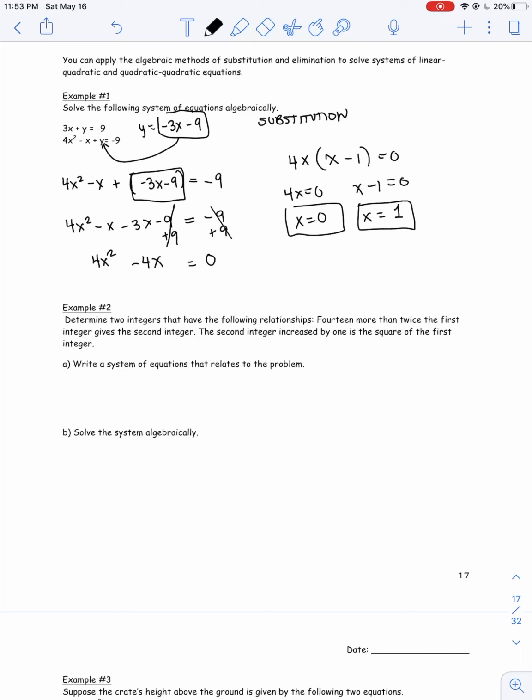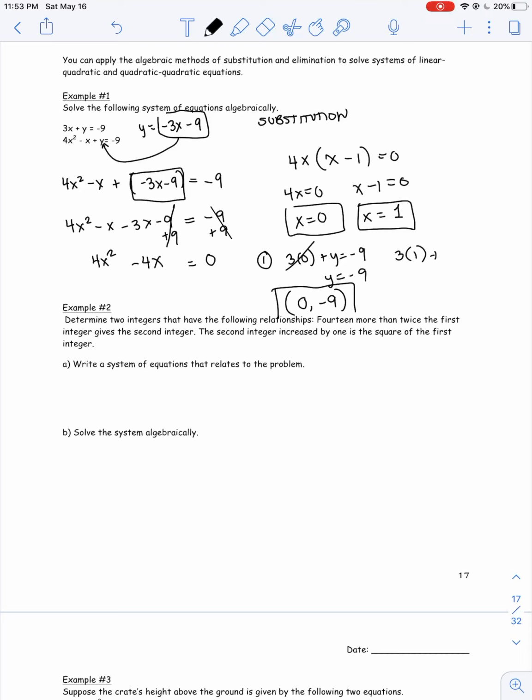You need to solve for y. So we want to go 3 times 0 for x. This is the first equation that we have, the linear one, plus y equals negative 9. Well, what is y? This is 0, so y equals negative 9. So our solution has to be the x coordinate and the y coordinate that would work for the equation. So that's one answer.